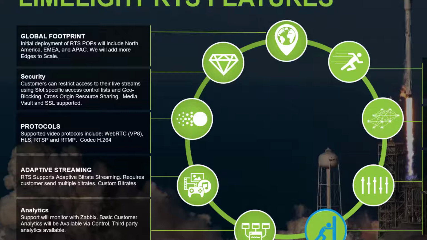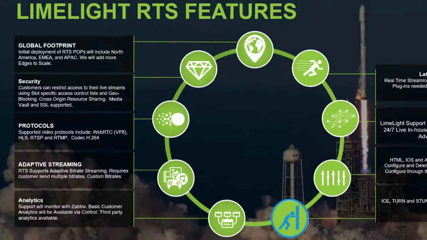For video protocols, real-time streaming supports VP8, HLS, RTSP, and RTMP, and the codec is H.264. Real-time streaming supports adaptive streaming, but requires the customer send multiple bit rates. The customer can send custom bit rates as needed. For analytics, support will monitor with Zabbix. Basic customer analytics are available through Control, while more advanced third-party analytics are also available.